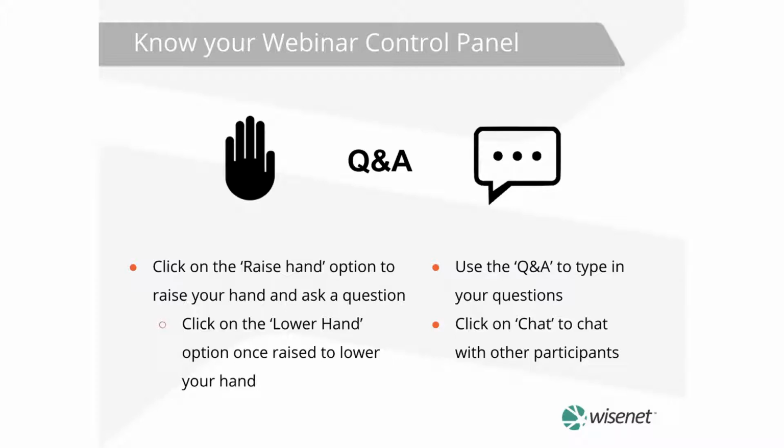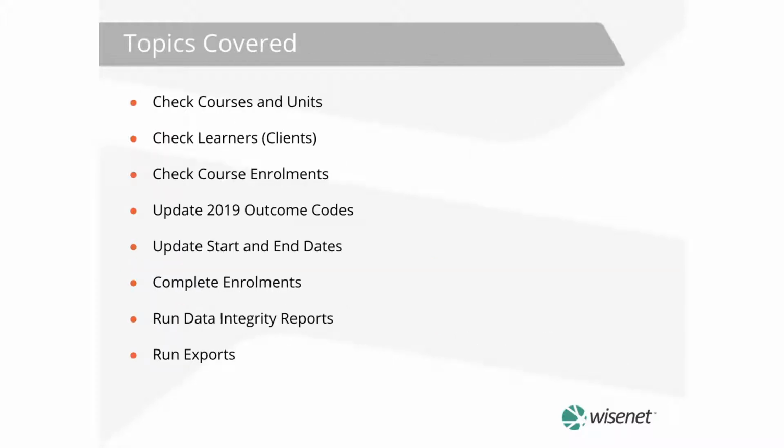Today's session, I want to show you how to check your courses, your units, check your learners, your course enrollments, update your 2019 outcomes for the unit enrollment, update your start and end dates, finalize your learners and complete the enrollments, run some data integrity reports to help you with your reporting, as well as show you how you can run your NCVER exports and submit it to the department.